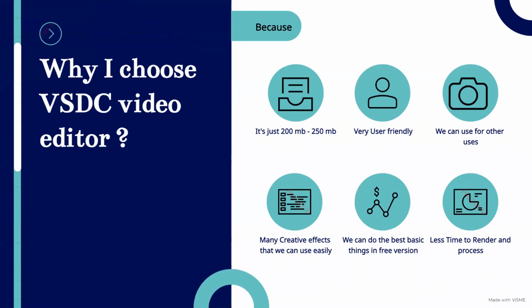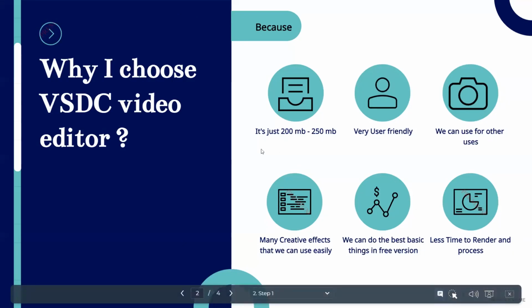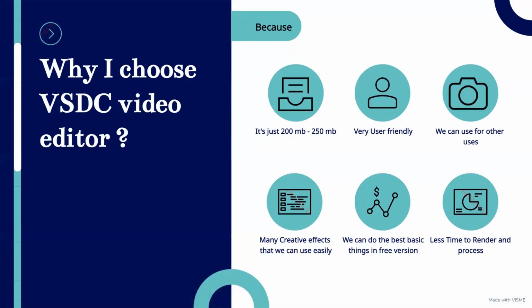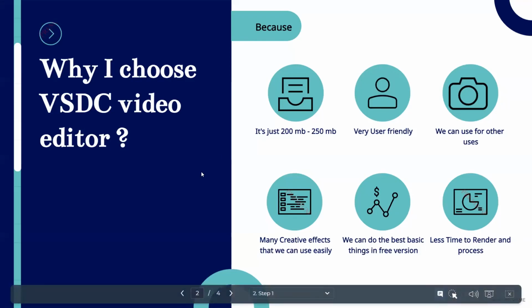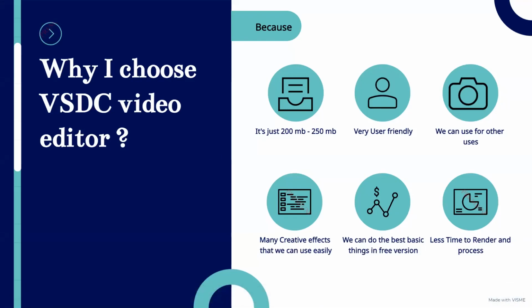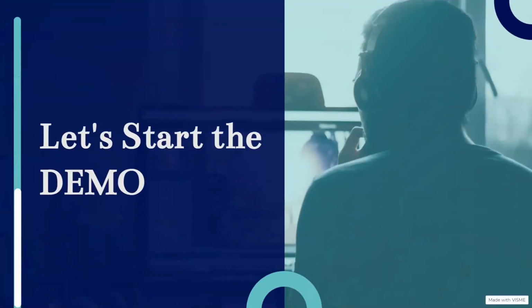This VSDC Video Editor also has some cool editing features like freeze frame, slow motion, and rewind video. We can do all of that, and all of these things we can do in the basic free version. That's the coolest thing about this software. It also takes very little time to render and process. So that's why I chose VSDC Video Editor. I'd like to show some basic things and basic effects of this software. So let's start.